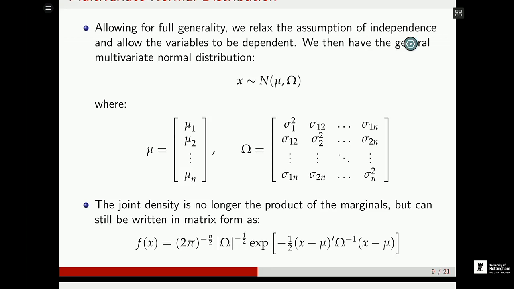And we derived it for earlier, sort of easier examples. We haven't derived it in this case, but it takes the same form as the ones that had come before. 2 pi to the minus n over 2, the determinant of this variance covariance matrix to the power of minus a half, times the exponent of this quadratic form, where we've got a deviation of x from its mean as the vector, and the inverse of the variance covariance matrix in the middle, and a minus a half at the front. And that's the form of the joint density equation.